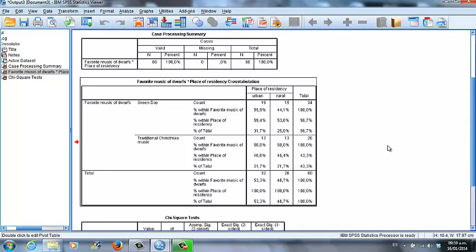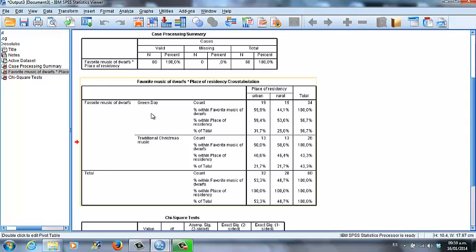How to interpret the different cells? Let's use as an example this cell here. We have 19 dwarfs that live in the city, urban, and listen to Green Day. Or here we have 13 dwarfs that listen to traditional Christmas music and live in the countryside, rural.